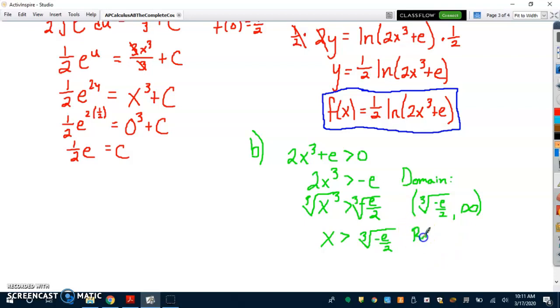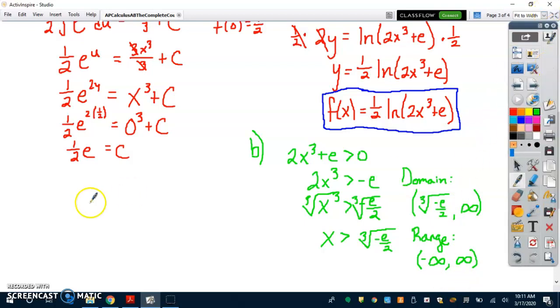So the range for this function, and you could graph this, throw it in Desmos, check it out, is going to be negative infinity to infinity. All right. The domain, we had to do a little work with it, but the range is going to stay the same as a typical natural log function. The range is going to be negative infinity to infinity. All right, let's look at our next problem here.